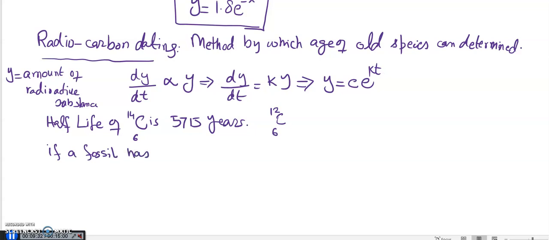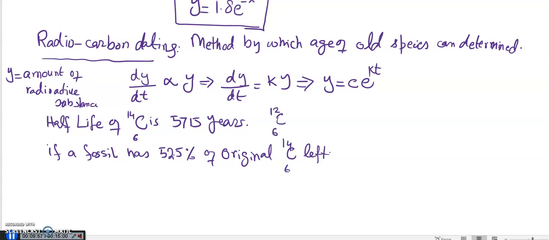So as an example, if a fossil was found, okay, if a fossil has about 52.5% of the original C614 left, but how do we determine it?